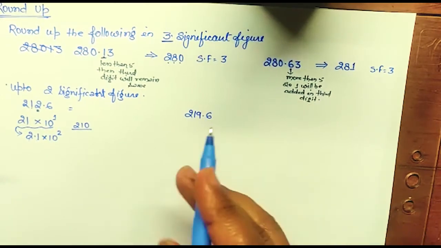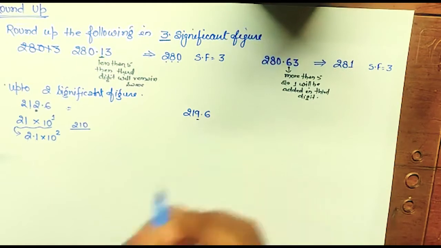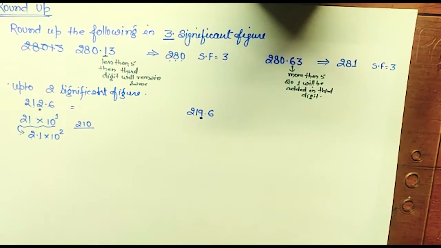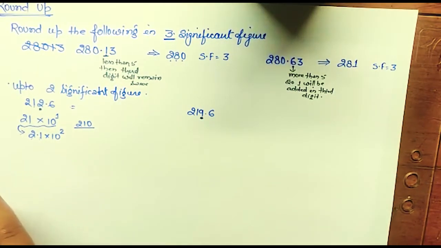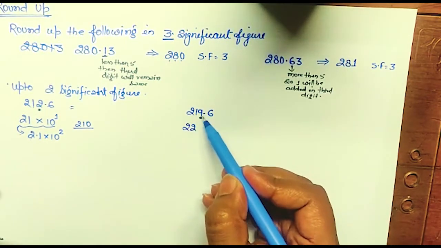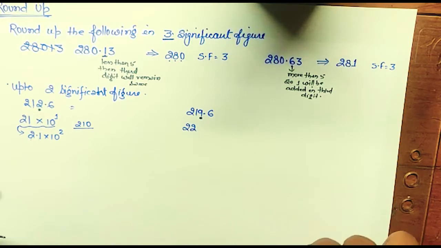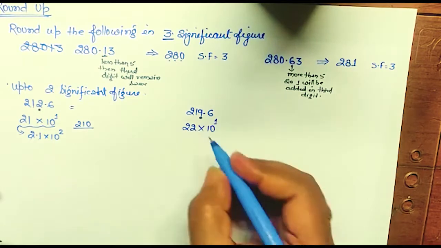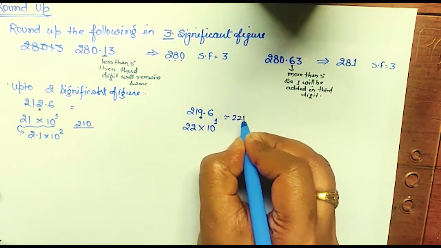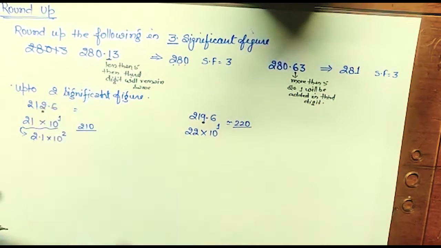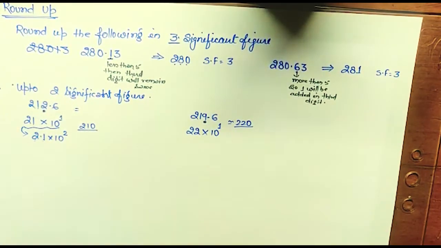Try to understand this. Now in this, what you have to do? This digit you have to check, and this is more than 5. So you have to add 1 to the previous one. If you add it, it will be 22. Are both values the same, 219 and 22? Not the same. So to make it two significant figures, you have to write it like this. Otherwise, what will happen? If you write 220, suppose, how many significant figures does it have? It has 3 significant figures, isn't it? But you have to round up that number to 2 significant figures only.